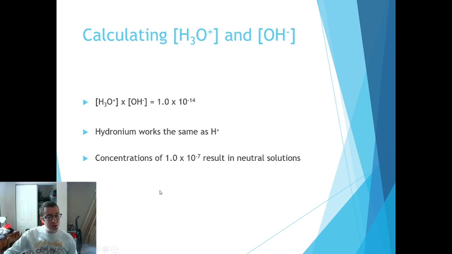And then concentrations of 1 times 10 to the minus 7th are going to result in neutral solutions. And so you would see that if you plugged it in here. So if one of these is 1 times 10 to the minus 7th, you're actually going to find that the other one equals 1 times 10 to the minus 7th. That means you have just as much acid as you do base, which means they cancel out, so you have a neutral solution, because it's neither acidic nor basic when they're canceling each other out.